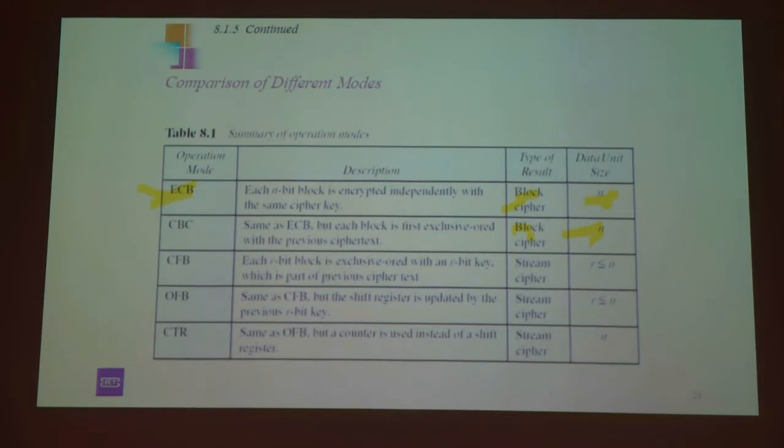The next three are stream ciphers. You could do bit by bit, or byte by byte, or any size. Okay, on the run, you could do it, right? So these are stream ciphers, and the size of the data could be r, which is less than or equal to n. The last one is again like a block, it has to be a block.